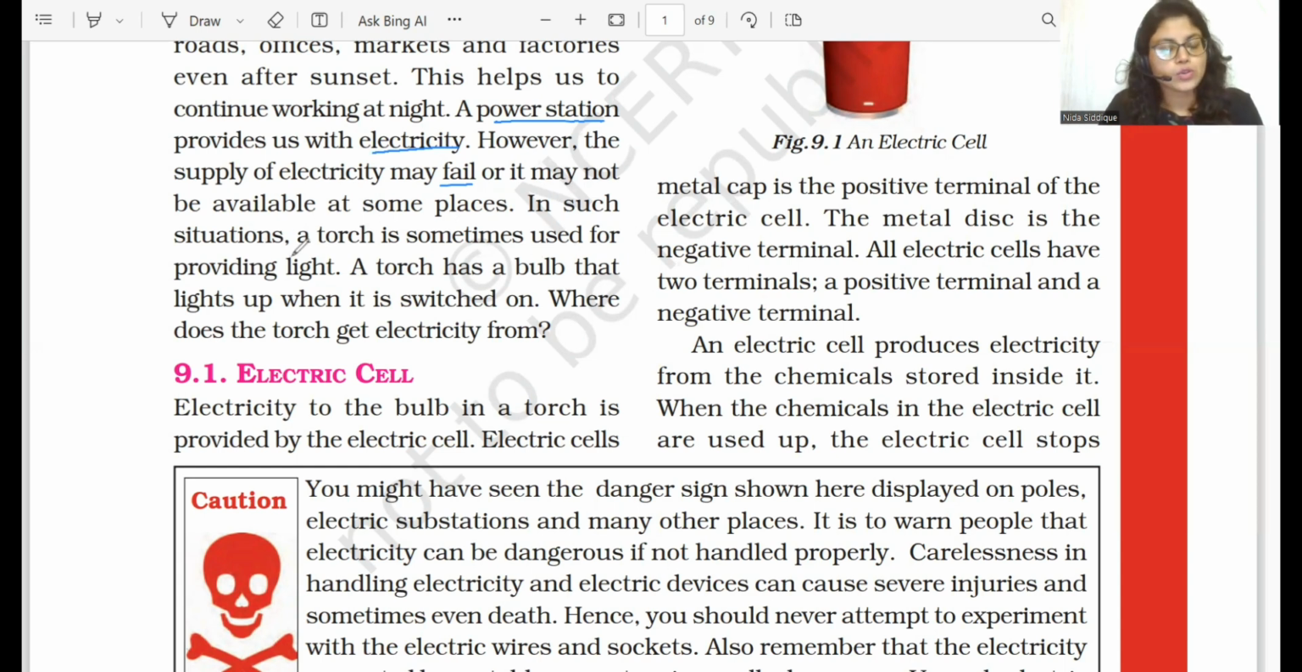So in such situations, a torch is sometimes used to provide lighting. ऐसा कभी लाइट नहीं रहने से हमारे घर में we all use torch. Okay, so torch में क्या होता है? There is a bulb that lights up when it is switched on. जैसे ही हम torch का switch on करते हैं, torch से light निकलता है, and again we are able to see everything around us, right? But the question here is, where does the torch get electricity from? Torch के पास electricity कहाँ से आया? So we are going to learn about it.